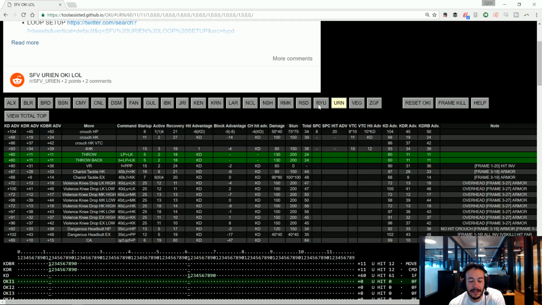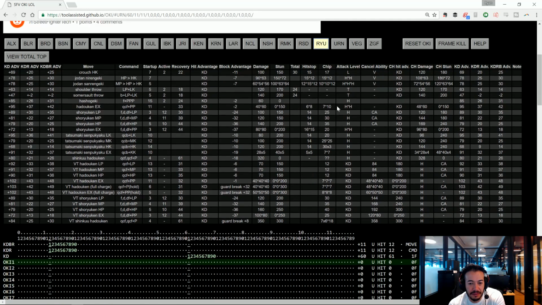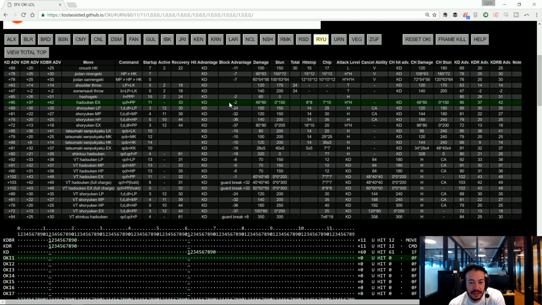So when it comes to dealing with throws, you have to have a good understanding of what happens before, during, and after. So what we're going to do is click on Ryu, and just to give you a quick overview of how this works. In my opinion, this is the most useful tool that is available, and people who don't use this are at a huge disadvantage because their problem solving is vastly limited compared to people who are using this.